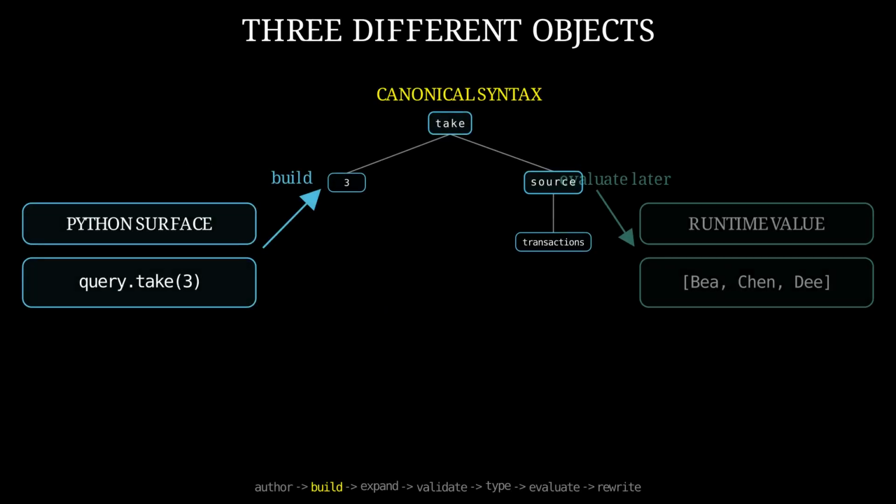Keep 3 objects separate. The Python builder is a source surface for humans. Calling it constructs a canonical syntax tree. Interpreting that tree later produces a runtime value, such as ranked rows. The source text is not the tree, and the tree is not the result. Building, inspecting, expanding, and evaluating belong to different phases.